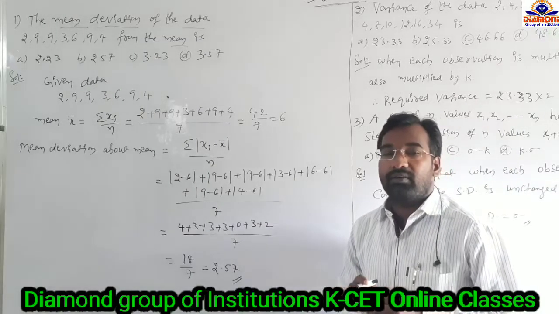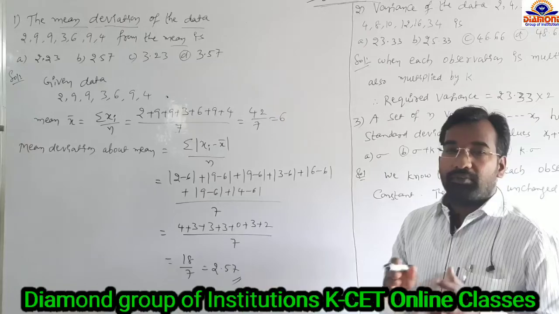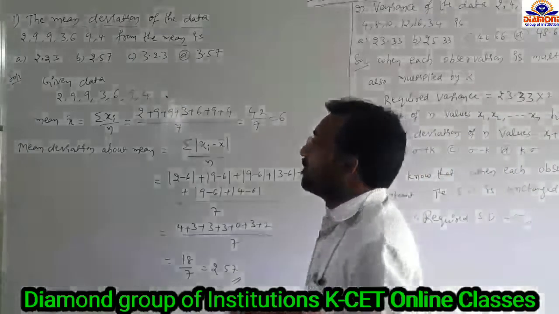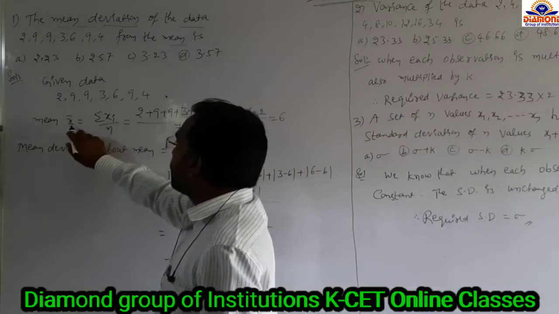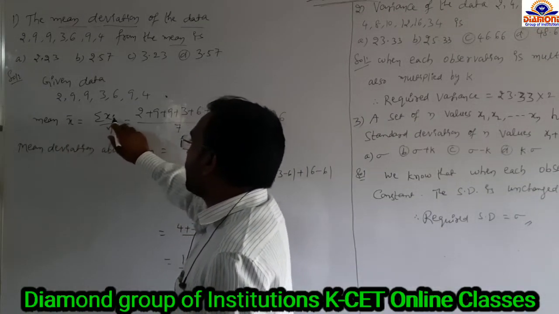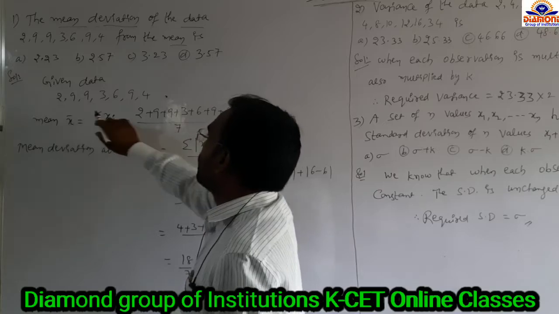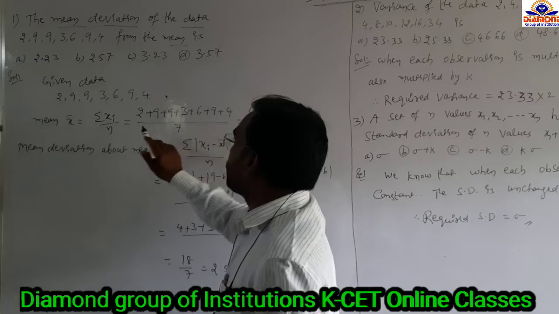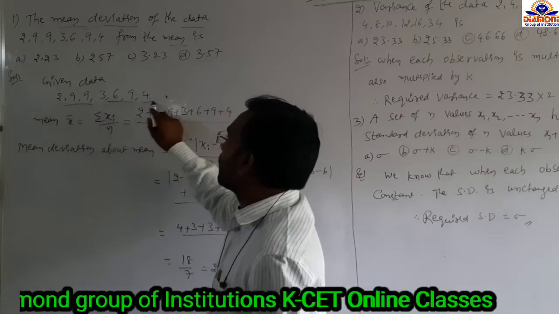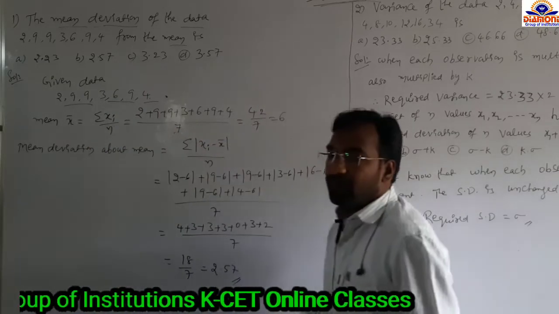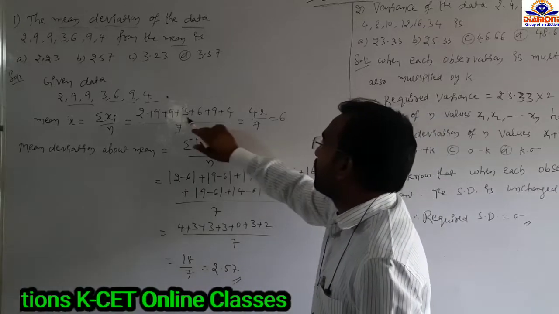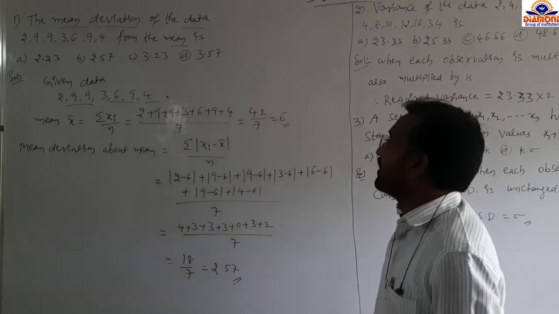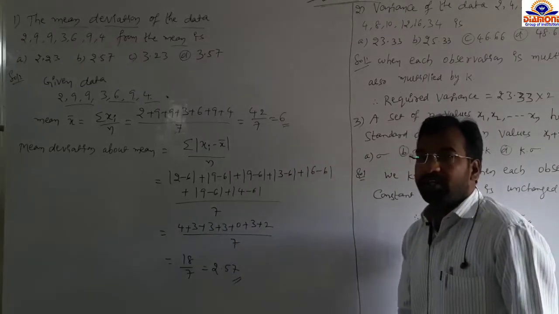How to calculate the mean? Mean is the sum of the observations divided by the number of observations, the average of the observations. So the mean, denoted by x bar, equals summation xi by n, equals 2 plus 9 plus 9 plus 3 plus 6 plus 9 plus 4, by how many observations? 7 observations. So n is 7 here. The numerator total is 42, and 42 by 7 equals 6. The mean is 6.